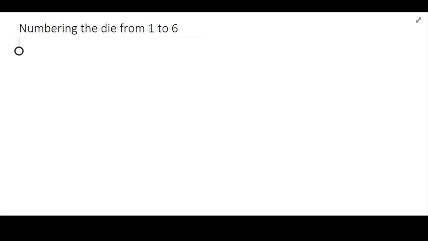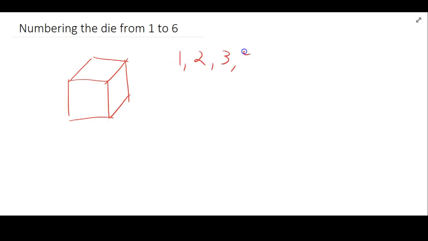Hello everybody. In this lecture I would like to show how to solve the following problem. Namely, I would like to find out the number of ways that the faces of a cube can be numbered from 1 to 6. So I would place the numbers 1, 2, 3, 4, 5, 6 on the faces of a cube. This is a standard math counts problem, I would say.